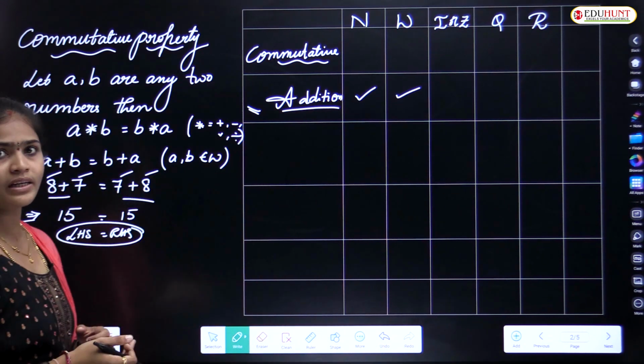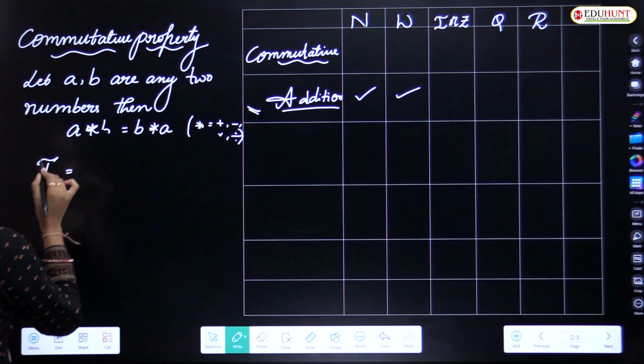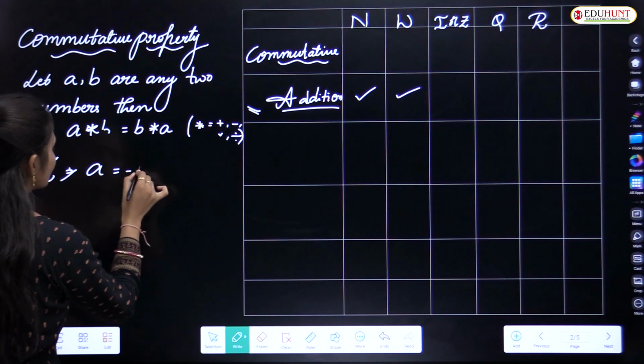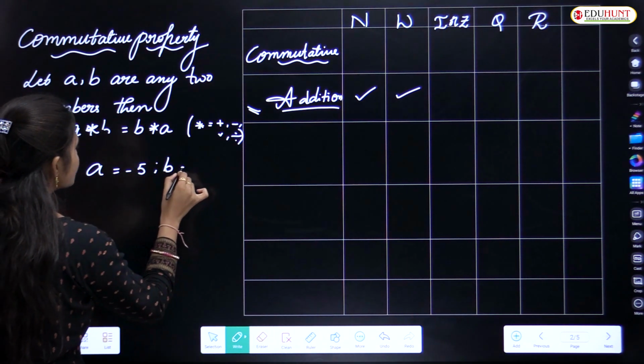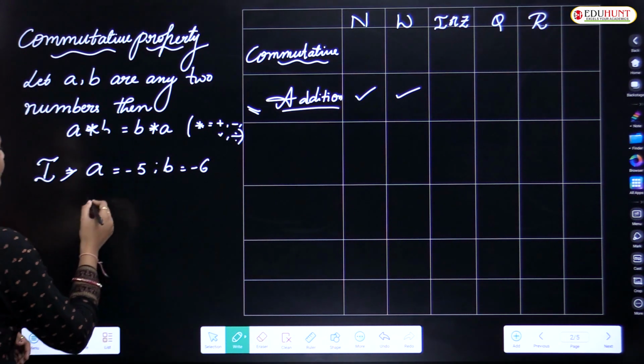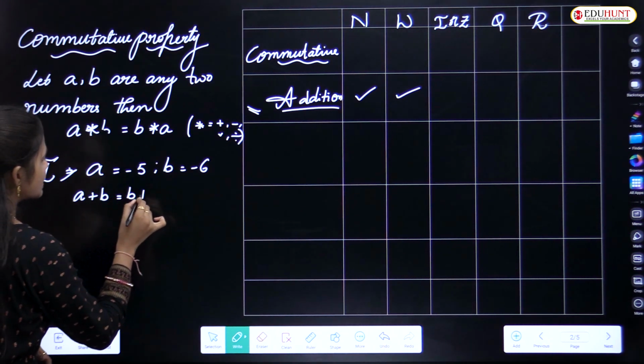If you add any two integers, okay, in integers I am going to take, let a is equals to -5, b is equals to -6. Two negative integers I have taken here. So here what is the condition? The condition is the same, no? a plus b is equals to b plus a.